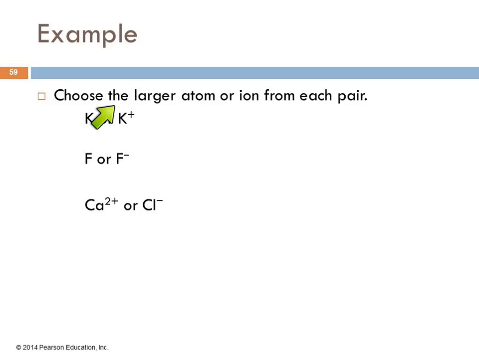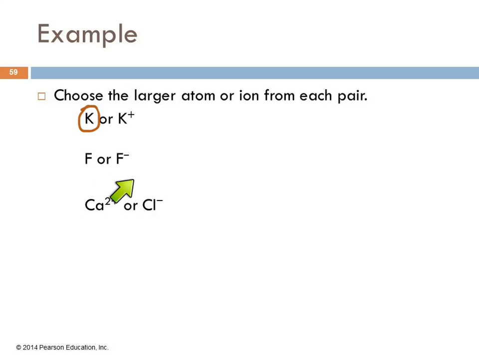When we make a potassium ion, are we adding an electron or taking one away? We're taking one away. We're taking away the valence shell. We're taking the whole outer layer off, and then we're dropping down to the next level. Effective nuclear charge increases, so the potassium atom is the larger.